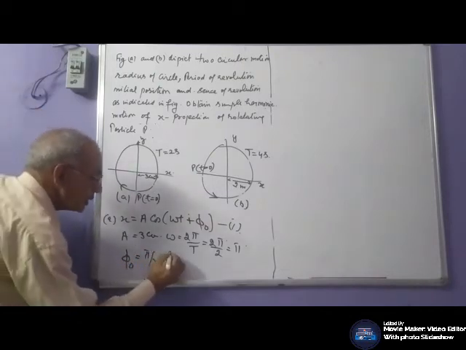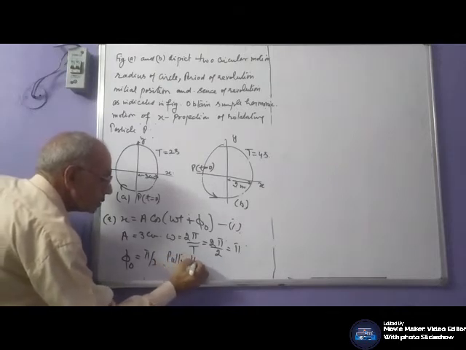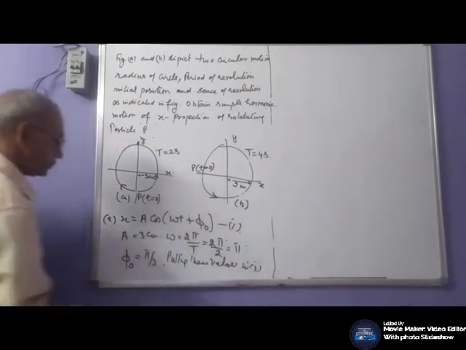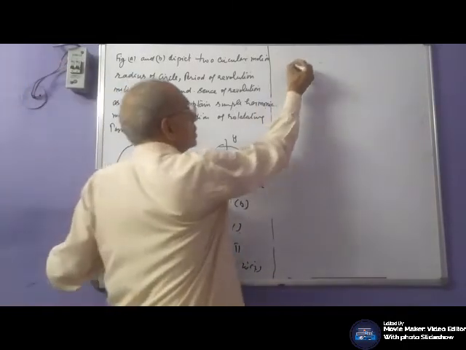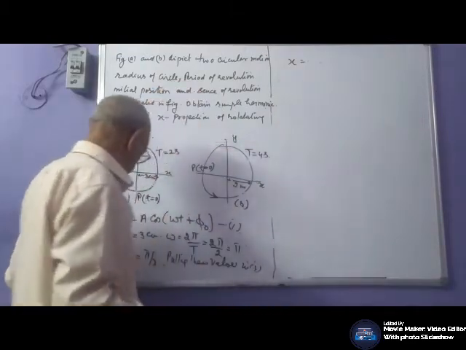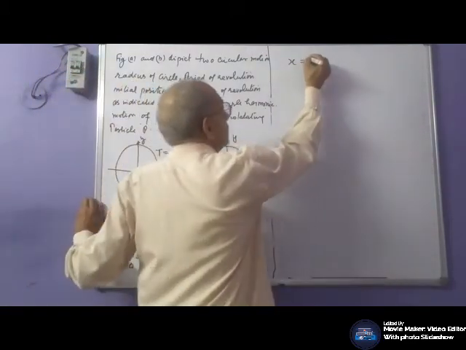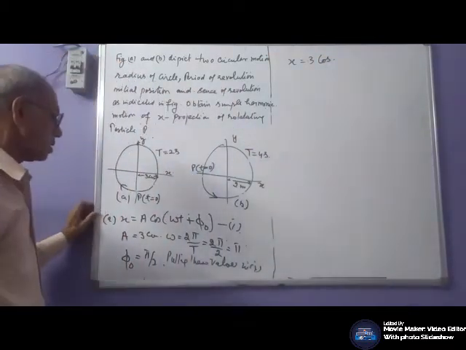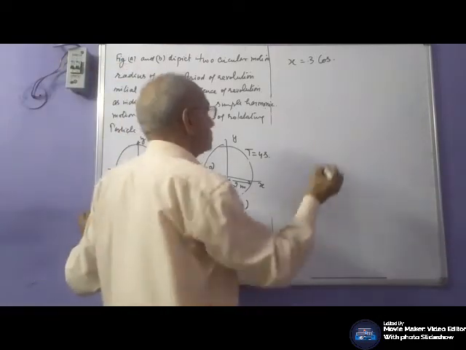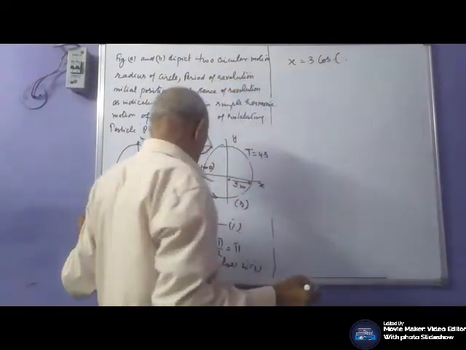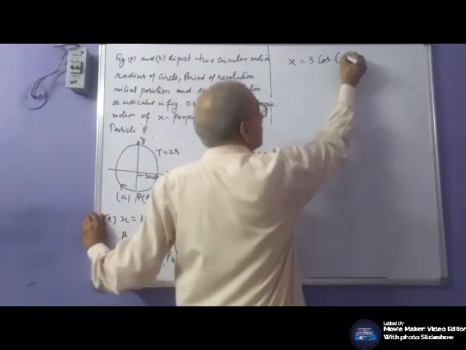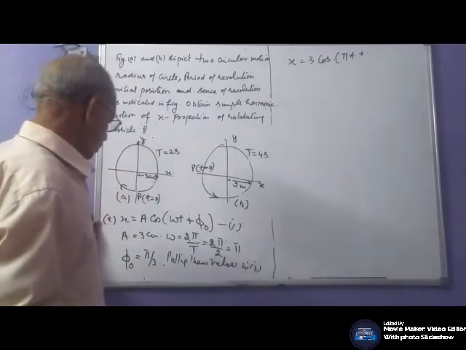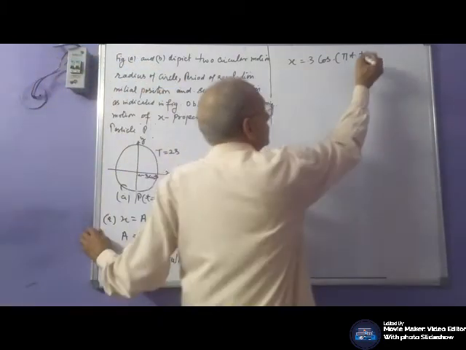Look, putting these values in first: x equals A, which is 3 centimeter, cos omega, which is pi, t plus phi naught, it is pi by 2.